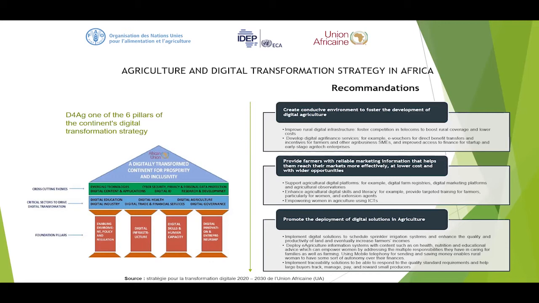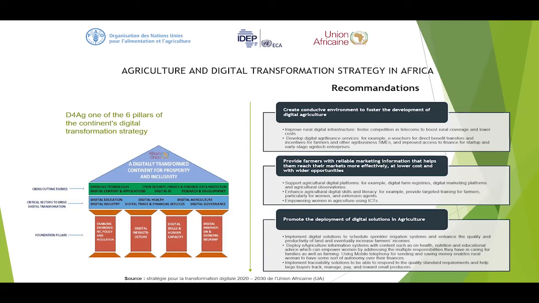And of course, deploying e-agriculture information systems with content such as on health, nutrition, education, because agriculture content is not just agricultural content. It has a nutritional aspect to it. It has a health aspect to it. It has an educational aspect to it. It has a business aspect to it. So I think it's very important to deploy those information systems.